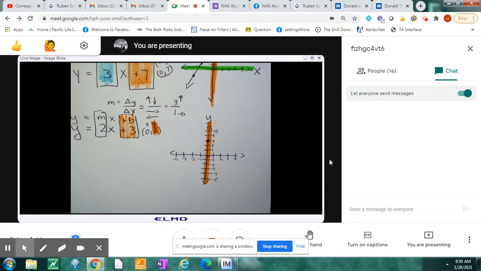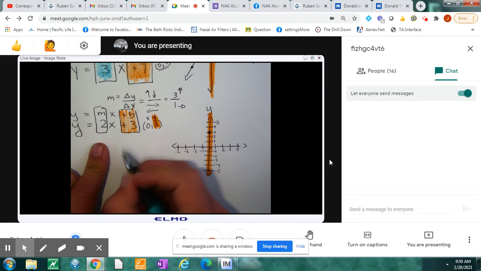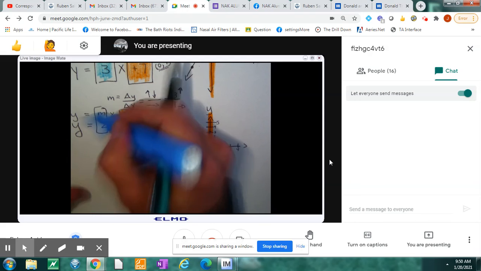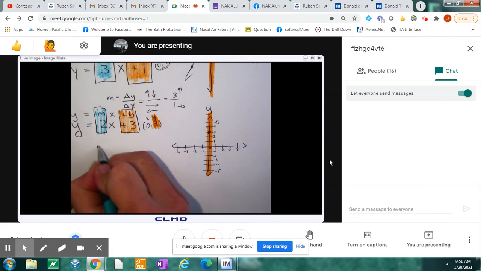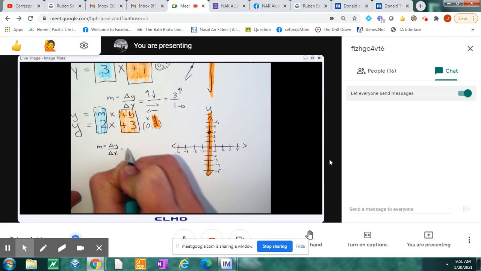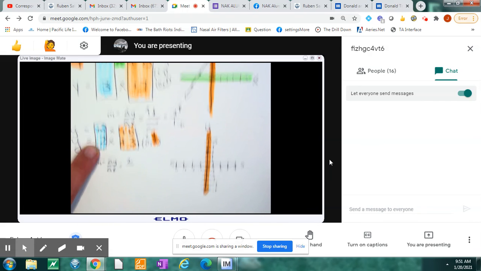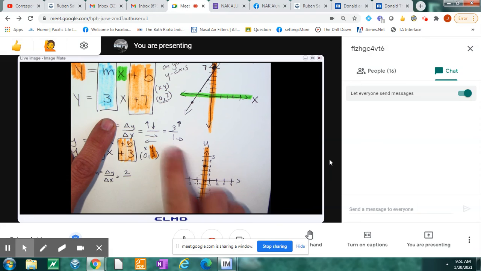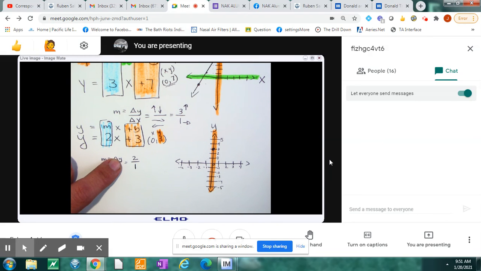Okay, so now we're going to move it. When I move, you move. Just like that, right? So here we go. So M, remember your M. We'll do that in blue. It's the change in Y over the change in X. So it's going to be 2 over what? What did we do with the other one, with the 3? 3 over 1, right? So 2 over 1, because 2 over 1 is 2.